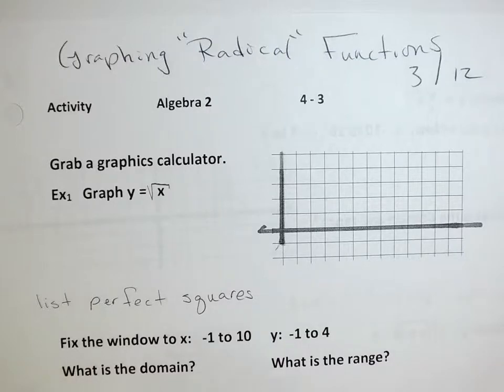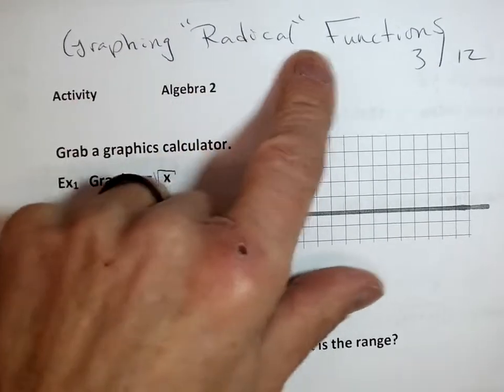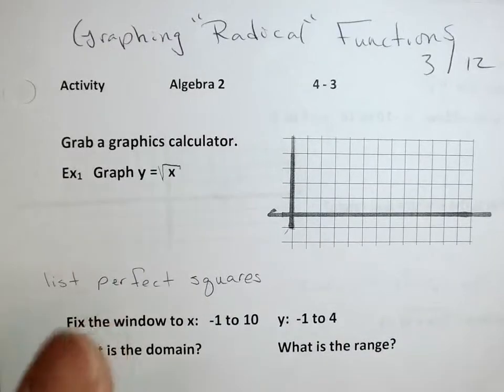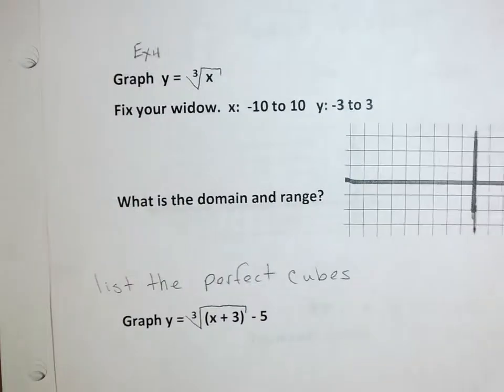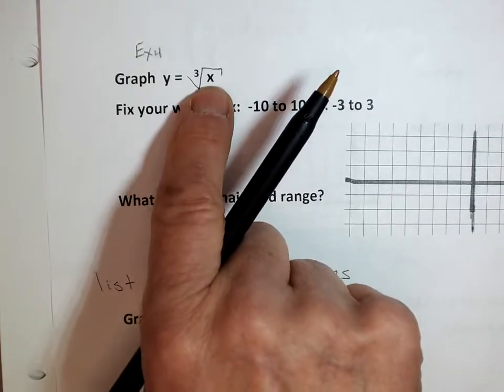Those are radical numbers. So if we're going to graph radical functions, we're going to be graphing square roots. That's a radical. We're going to be graphing cube roots, right? Those are radicals. So let's see how they look.